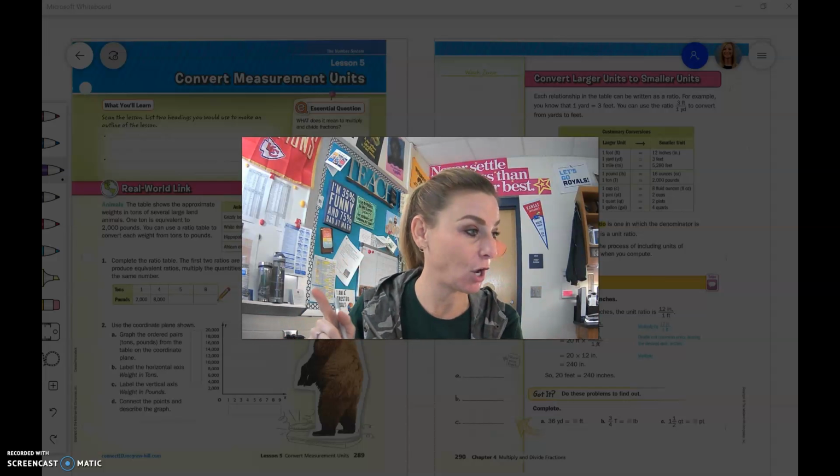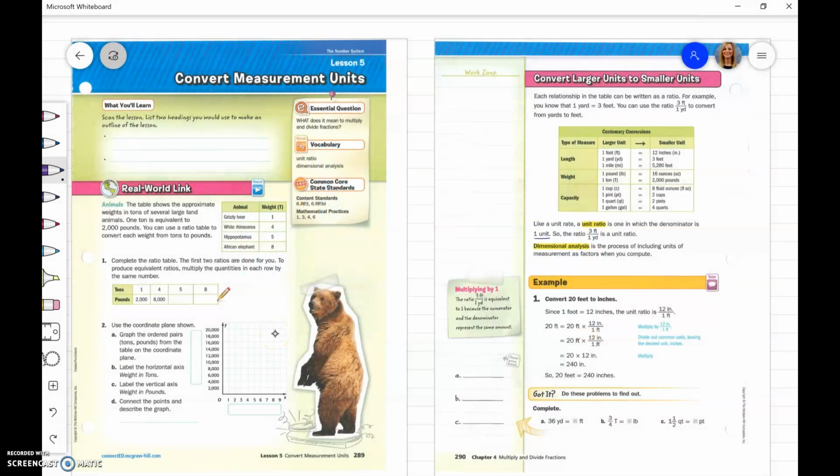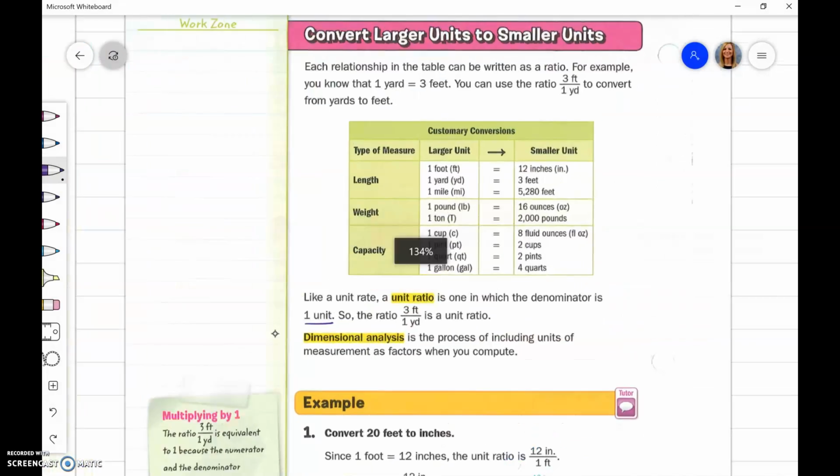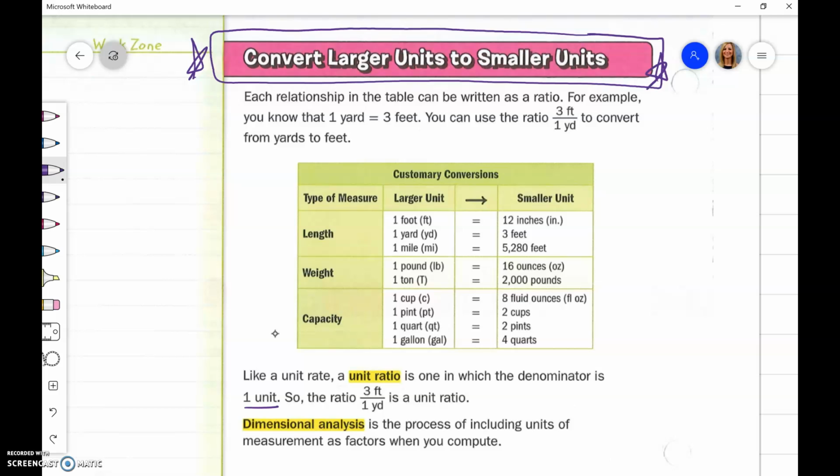So you need to have your book open to page 290. Get your book open, and we're going to jump right on in to page 290. So we're first going to take a look at how we convert larger units to smaller units. Circle that, square it, what have you, because you're going to see on the opposite page that it goes from converting smaller to larger. So it says each relationship in the table can be written as a ratio.